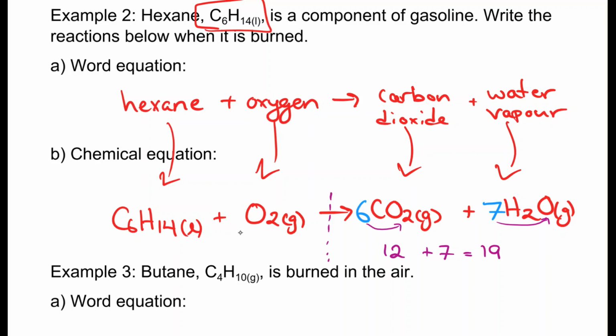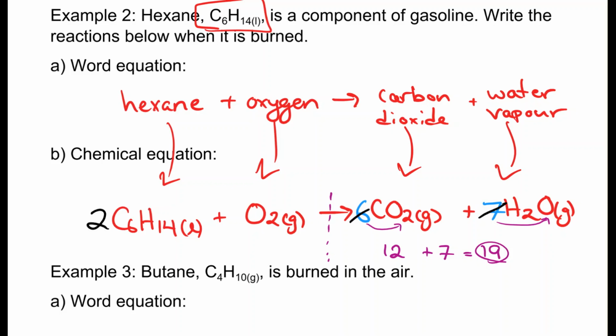We can't. If you run into this problem, we can't make 19 out of groups of 2. What can 2s make? 2, 4, 6, 8, 10, 12, 14, 16, 18, and 20. It cannot make 19. So if you run into this problem, cross out or erase the coefficients you already put. Go back to the first compound that you looked at, that hydrocarbon, and double it.